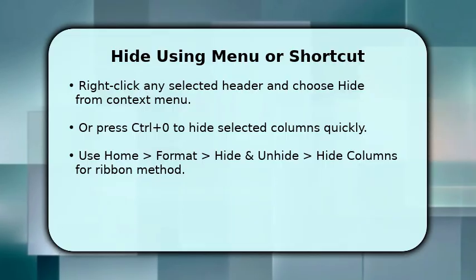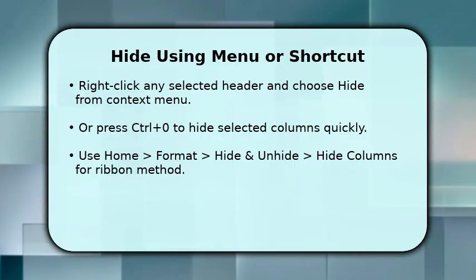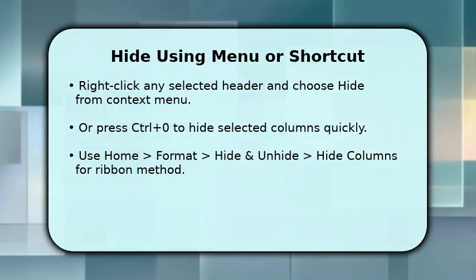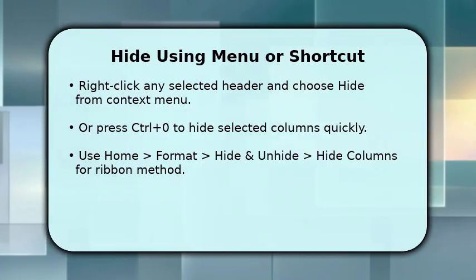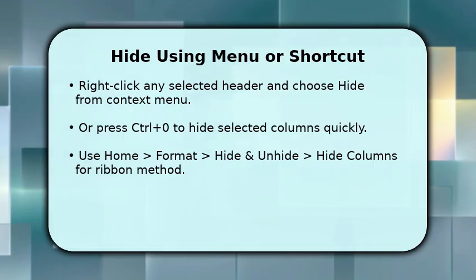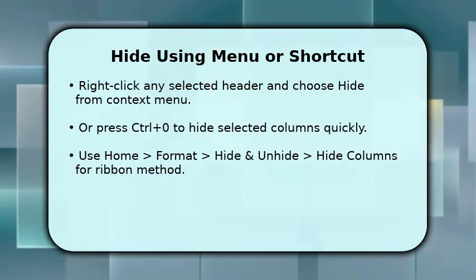That context menu option is clear and precise. Alternatively, press Ctrl+0 as a fast keyboard shortcut. This is handy when you hide columns repeatedly. If you prefer the ribbon, go to Home, Format, then Hide and Unhide and pick Hide Columns. Each method performs the same action. Choose what fits your workflow.